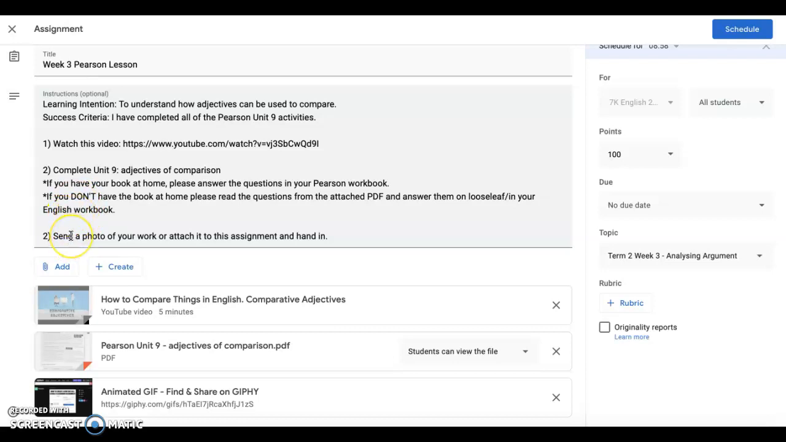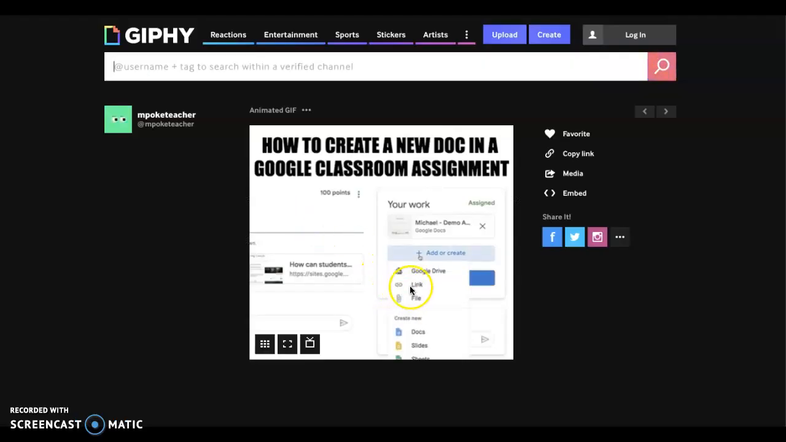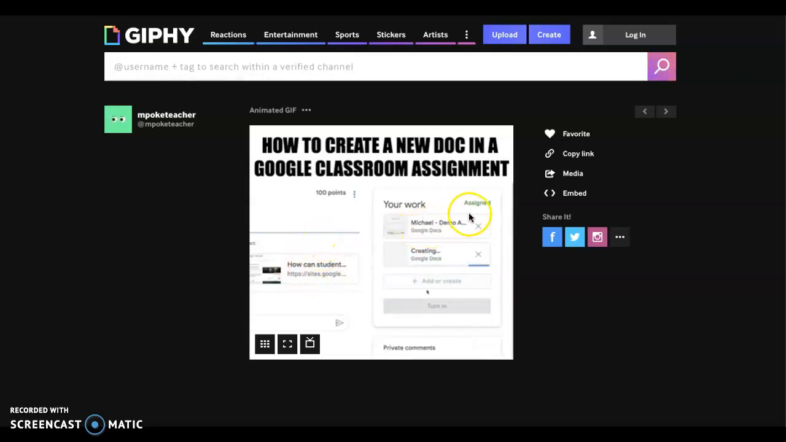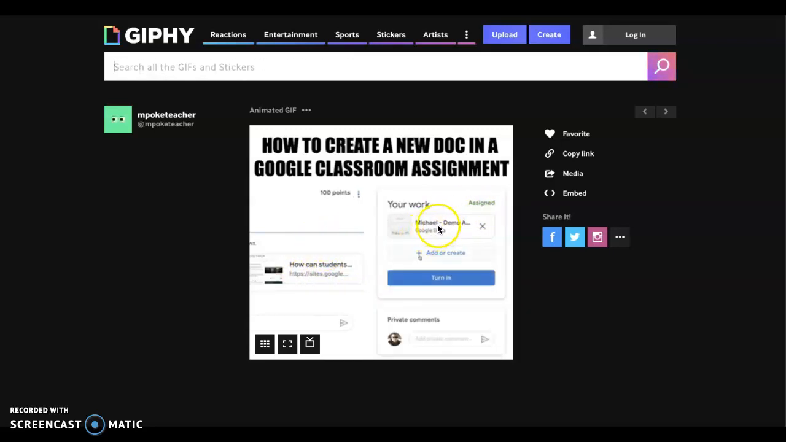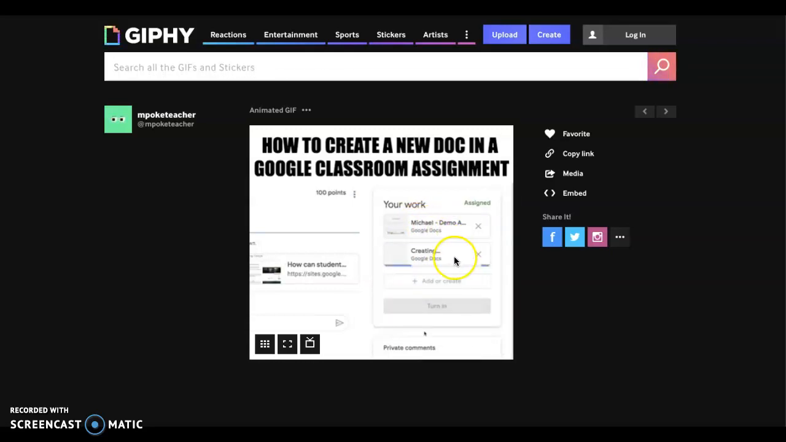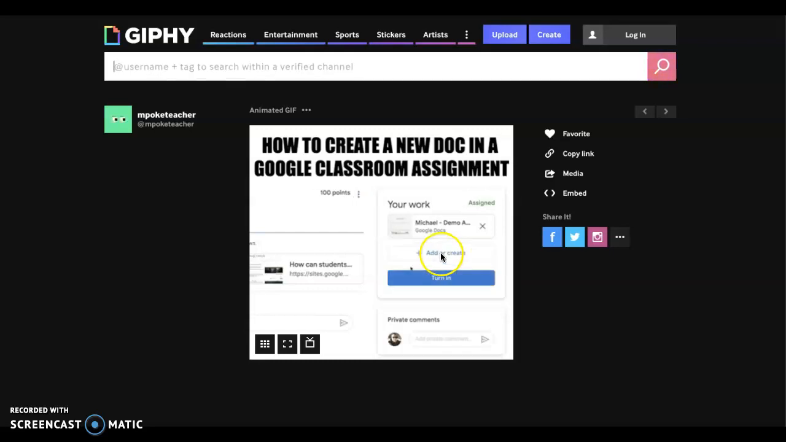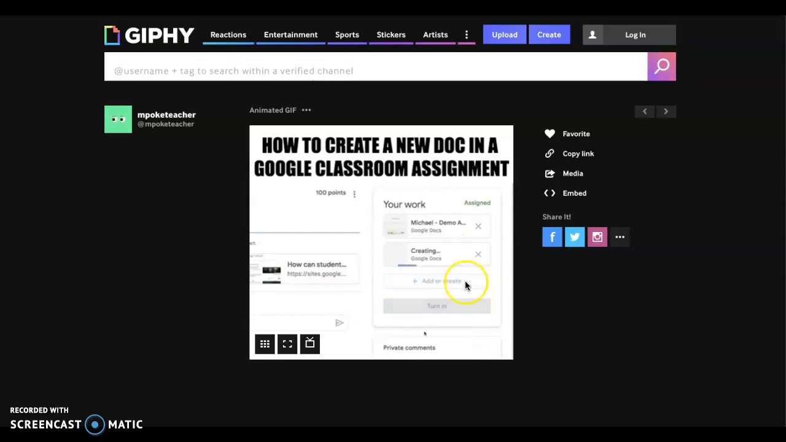Once you've completed that, you will send a photo of your work to me, or attach it to this assignment and hand it in. A few people have been getting confused about this, and we've created this GIF just to show you. So basically, when you're handing in your work, you will have the assigned work here. You will have a sheet here. If you want to add or create your own document, you can upload it right here. See where it says add or create, so just follow that link in, and then you submit your work through there.